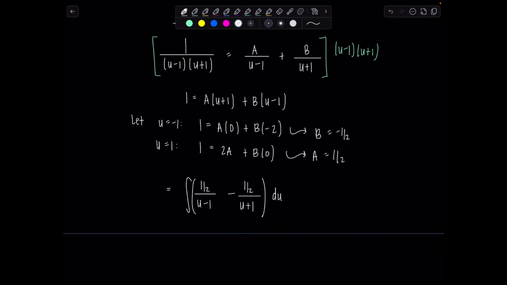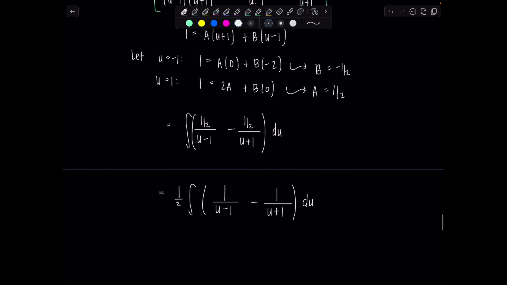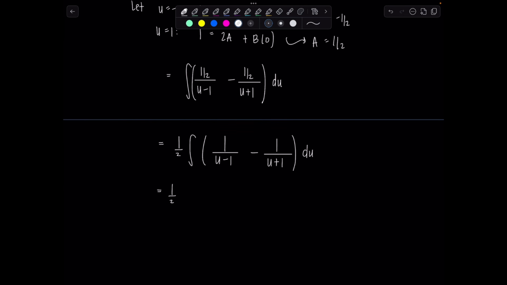Now, a lot of the times I see my students do something silly like put this 2 in the bottom. That's only going to make your life worse. Take the constants out, out, out. So I'm going to take the 1/2 all the way out. And then we'll have 1 over u minus 1 minus 1 over u plus 1. Good? See? And then now integrating is a breeze. 1/2, this will be ln absolute value u minus 1 minus ln absolute value u plus 1 plus C.